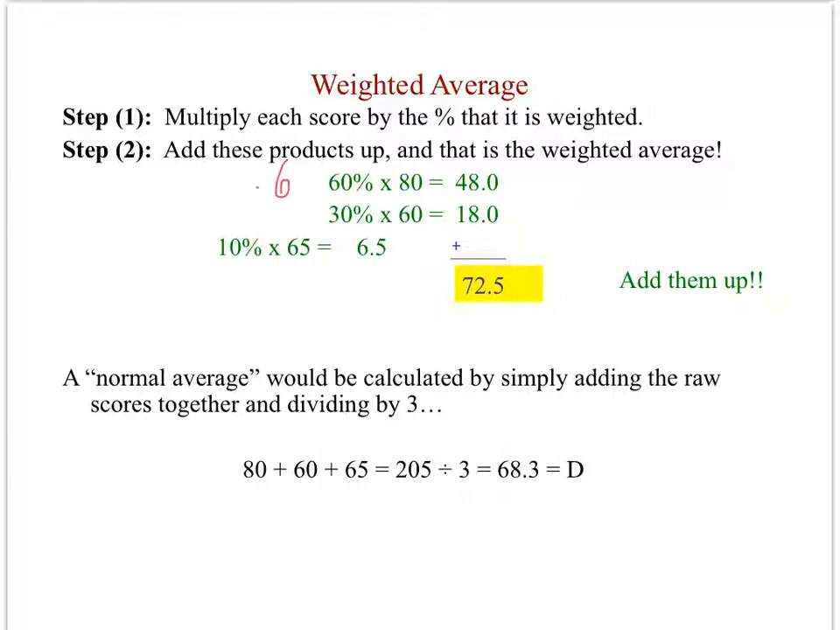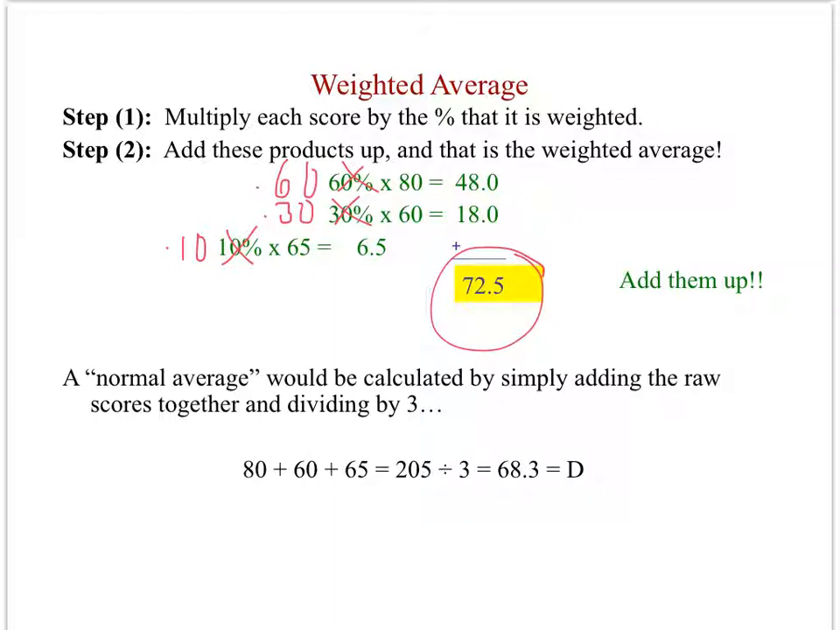If we were to take the 60%, which would really be 0.60 times 80, we would get 48. 30%, which would really be 0.30 times 60 to get 18, and 0.10, which is the 10%, times 65 to get 6.5. If we added all those up, you would get 72.5. That is an example of a weighted average.